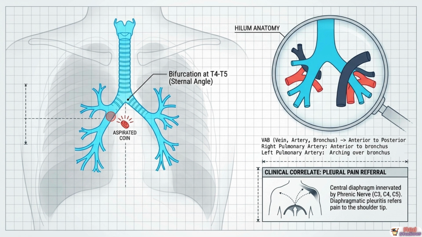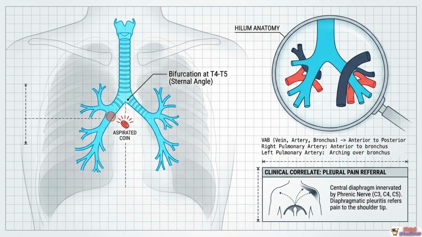At the hilum of each lung, the anatomical relationship of structures follows a consistent pattern from anterior to posterior, remembered by the mnemonic VAB, vein, artery, bronchus. An important asymmetry exists between the two sides. The right pulmonary artery passes anterior to the right main bronchus, while the left pulmonary artery arches directly over the left main bronchus. Beyond pure anatomy, this region also explains an important clinical correlate regarding pleural pain referral.